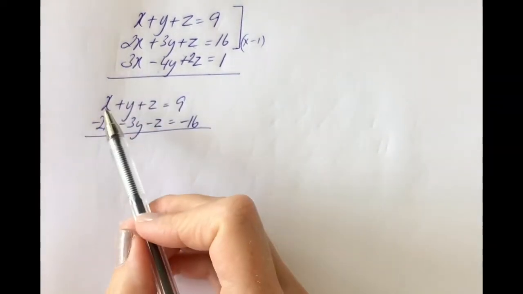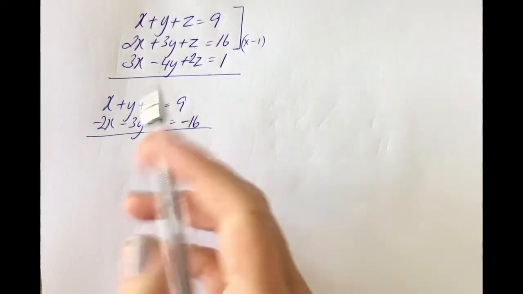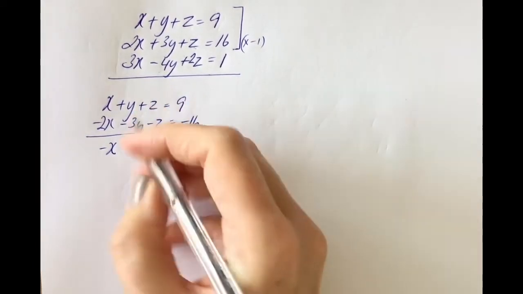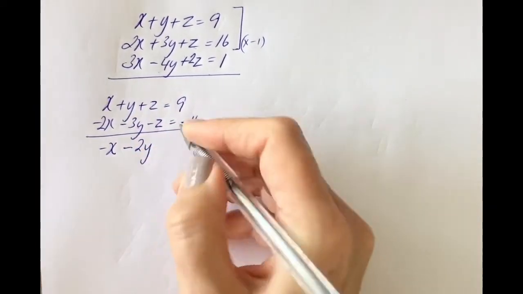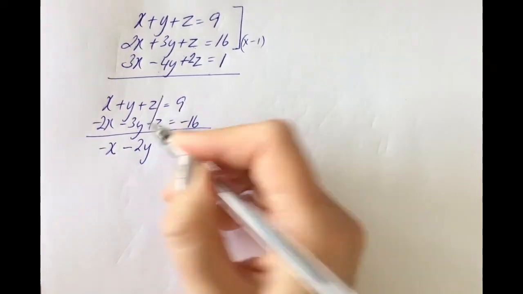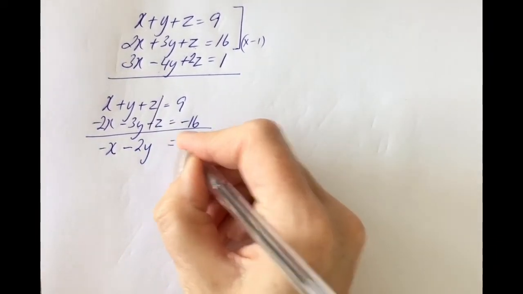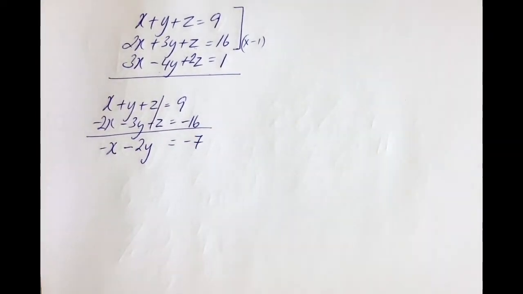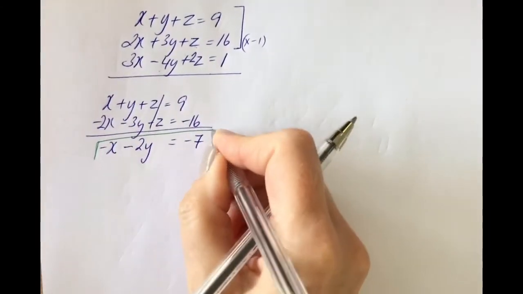So be careful. Adding your equations together, x minus 2x is minus x. Y minus 3y is minus 2y. The z's cancel, z minus z is nothing, equals 9 minus 16 is minus 7. So there is the first equation that we will use.